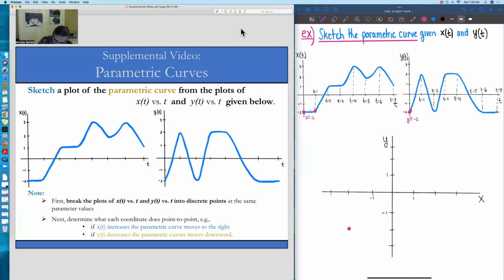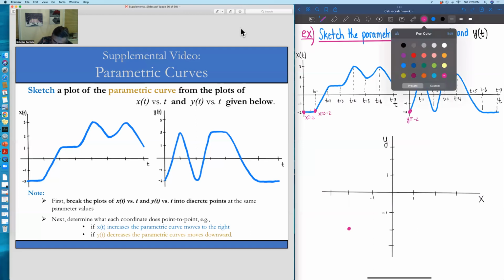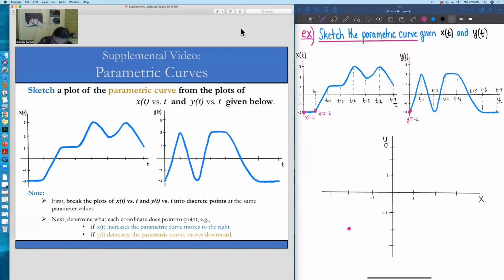When t is 1, it looks like our x value is still approximately -2. And when t is 1, it looks like our y value, though, is now approximately +2. Okay, so if we plotted that on the xy plane, we would be at -2 in terms of x, somewhere along here, and we're at now a positive value of 2 for y, so it looks like we are there.